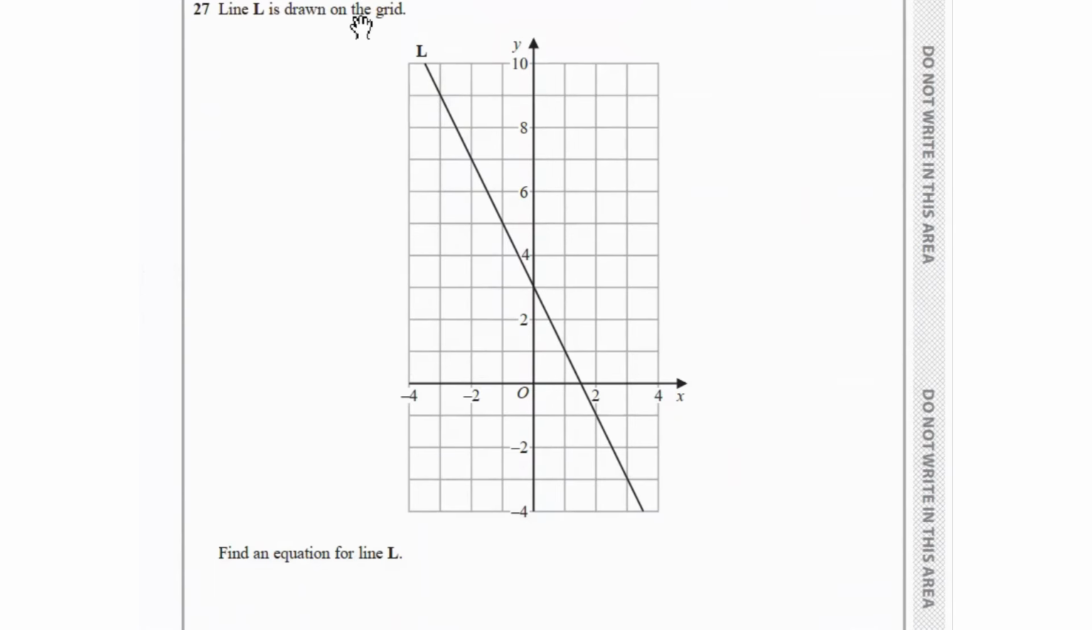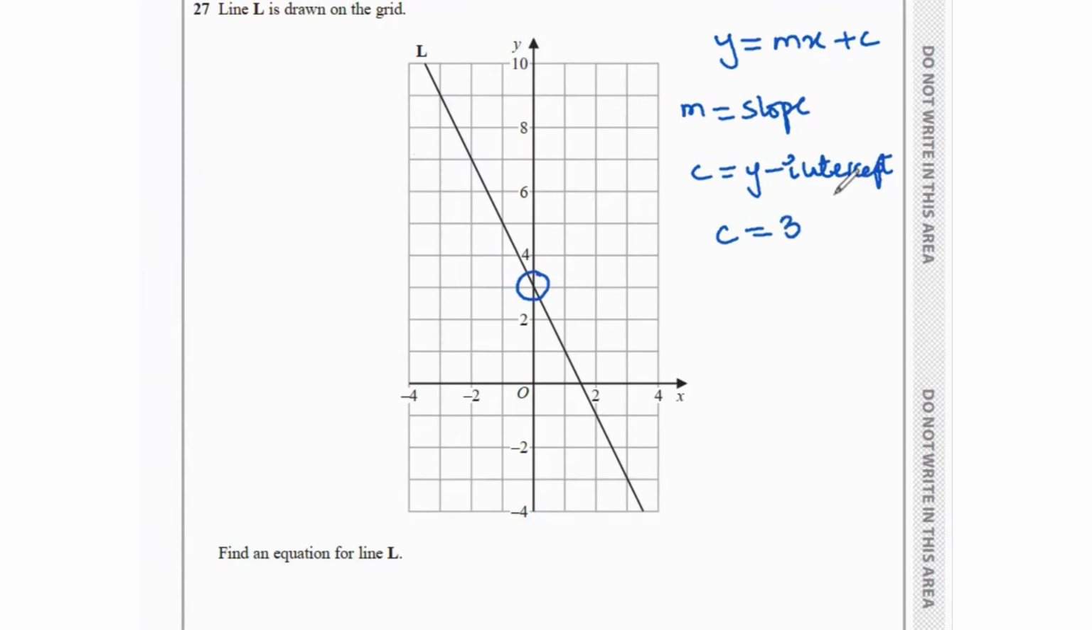Then line L is drawn on the grid. Find an equation for the line L. Very simple. For an equation, you use the slope-intercept form, which is y equals mx plus c. M is your slope and c is your y-intercept. So y-intercept is that point through which the line passes at the y-axis, which is this. So c value is 3.